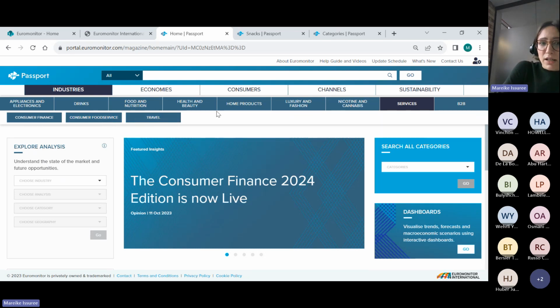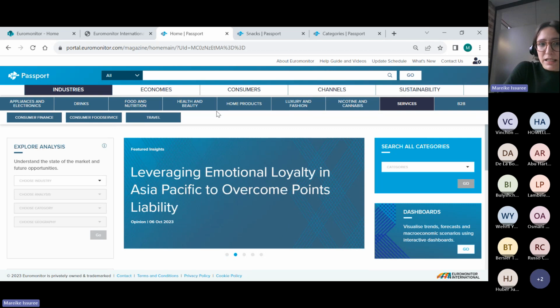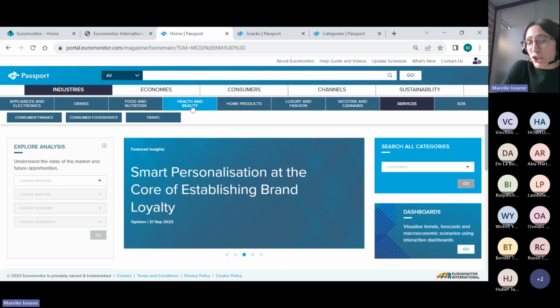Now, the major data and analysis that is covered for industries, it's focusing on market size. So how much is being consumed of these products in a specific country, but also looking at the major companies, so company shares, brand shares, as well as retail channels. Where do people purchase these products?